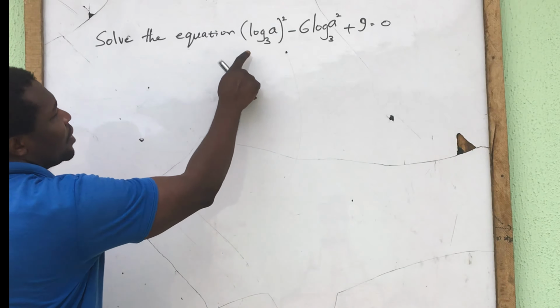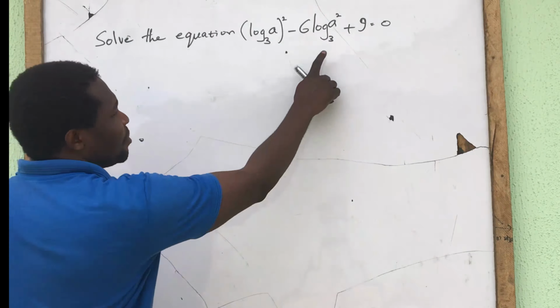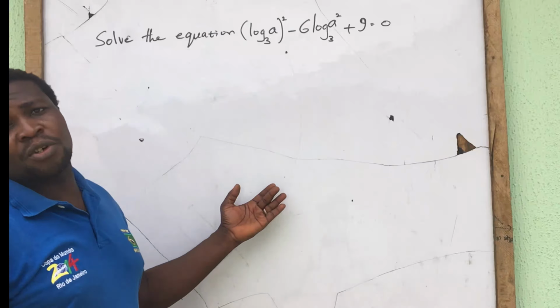Solve the equation log a base 3 to the power 2 minus 6 log a base 3 plus 9 equal to 0. It's also a quadratic equation.